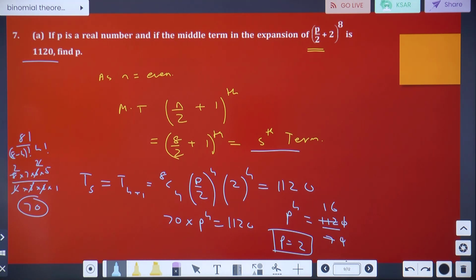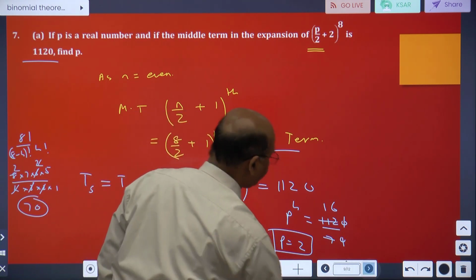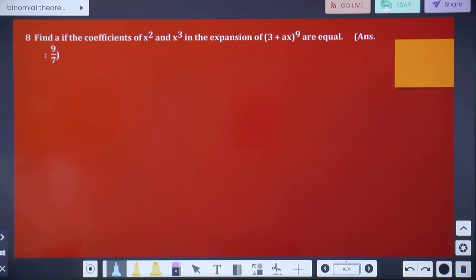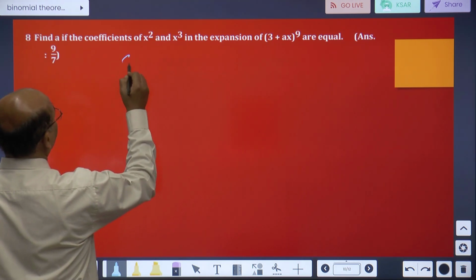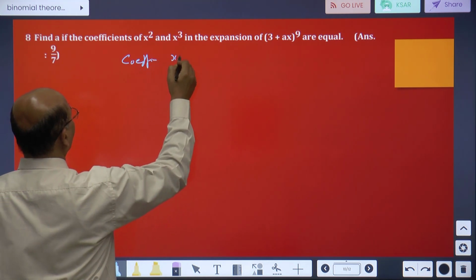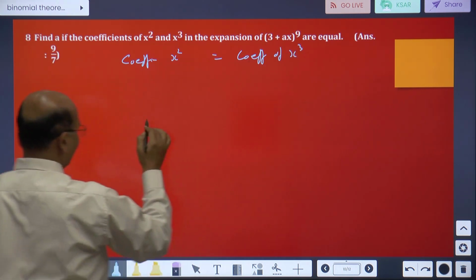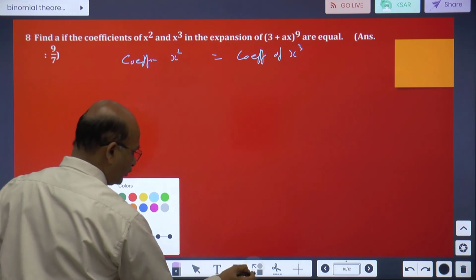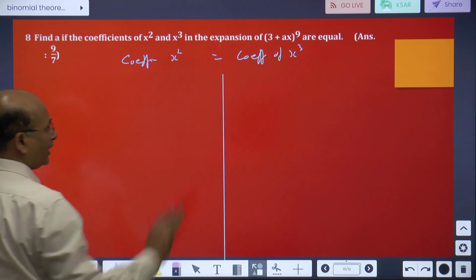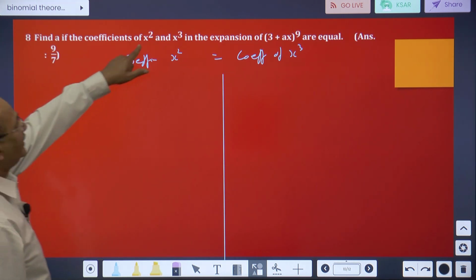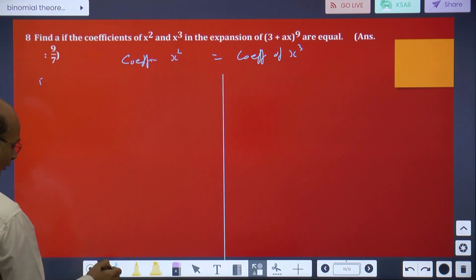Okay, got it? Right. One last question. This is a nice question, because: find a if the coefficients of x square and x cube in the expansion of (3 plus ax) raised to 9 are equal. Find the answer. Now the coefficient of x square is equal to the coefficient of x cube. Before that, I really want you to introspect. I told you without r there is no working at all. So first find r, where it is x square. For x square, what will be r?